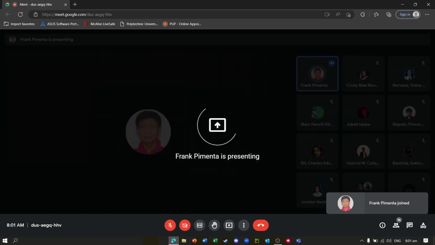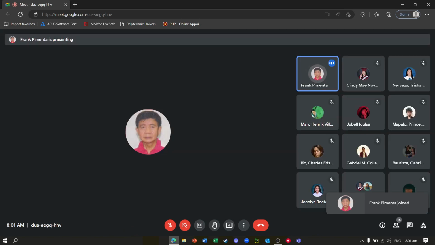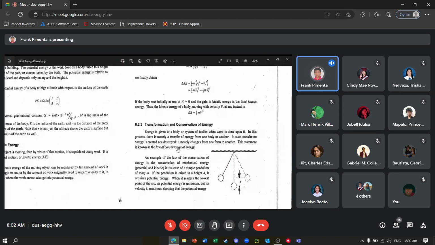Okay, last time we have discussed the conservation of energy. As I mentioned earlier, the law of conservation of energy states that no energy is created nor destroyed. It merely changes or transforms from one form to another. Now, this simple pendulum is an example of the law of conservation of mechanical energy for its potential and kinetic.